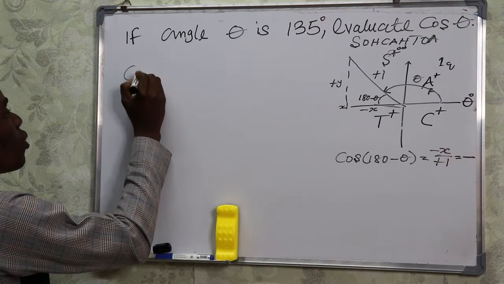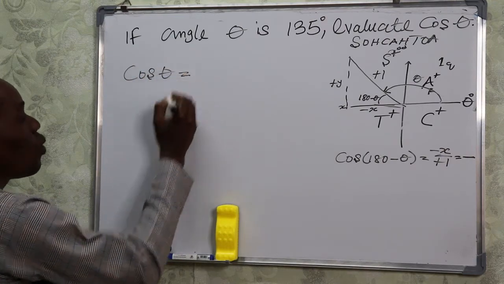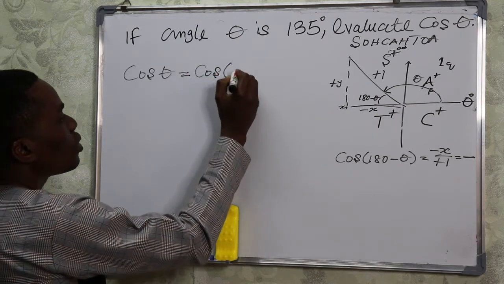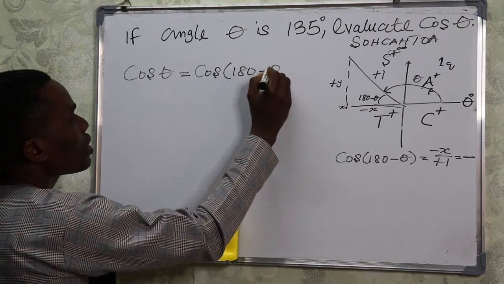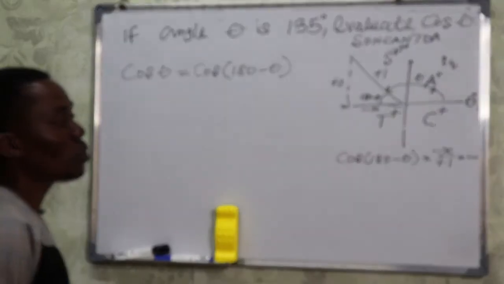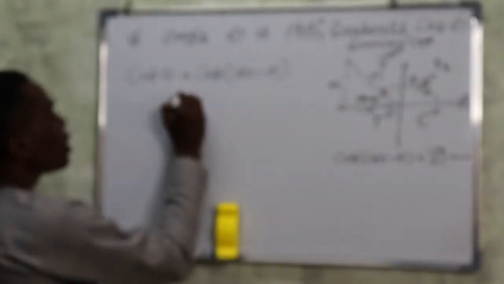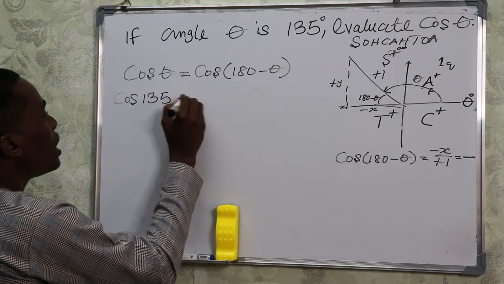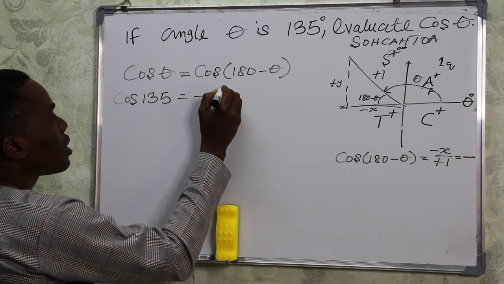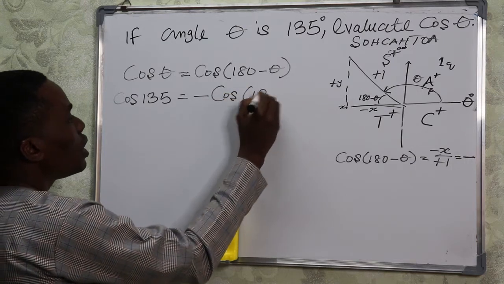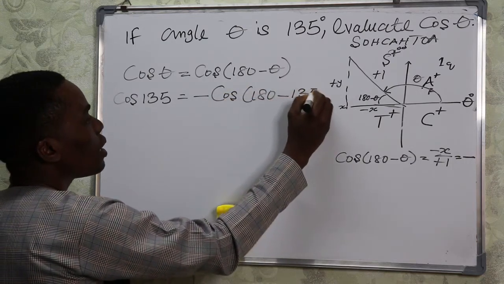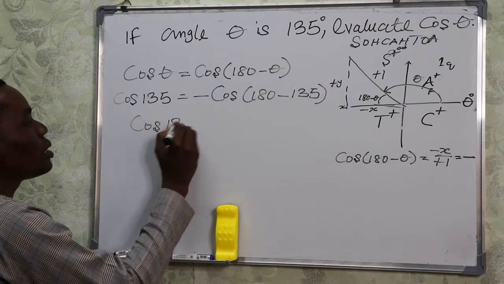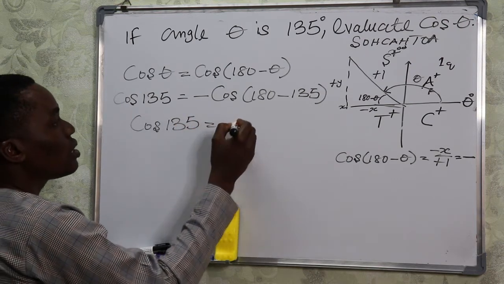Now if we have our cos theta to be equal to, in this regard, we've come to find out that it's equal to cos of what? Cos of 180 minus theta. And we've come to see that it's what? Negative. So that means this will give us our cos of what? 135 will give us a negative of this value. That is cos of what? 180 minus what? 135. Now 180 minus 135, our cos of what? 135 will now be equal to negative of what?